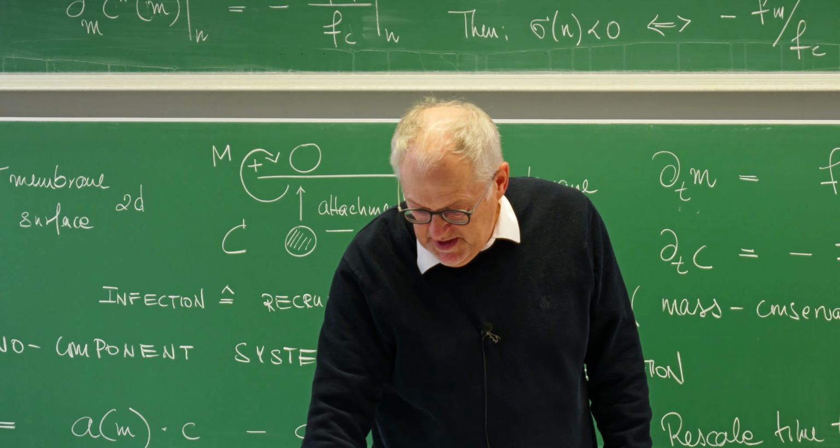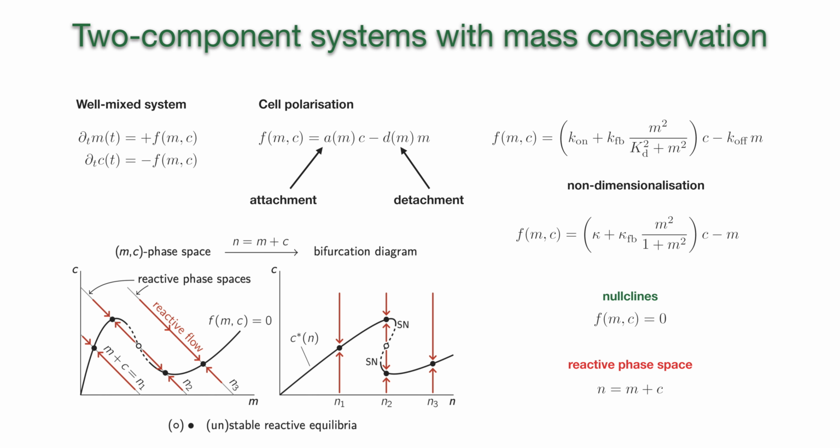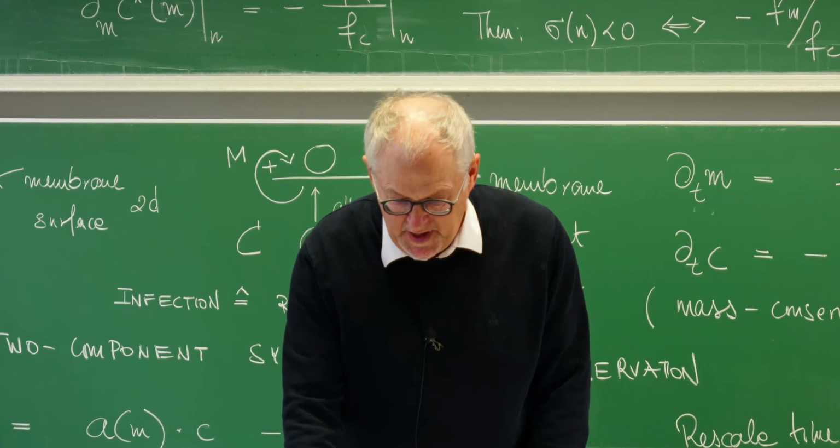Okay, so a few names here. These objects that we introduced here, this is a Nullcline. This is a reactive phase space, or mass-conserving plane, in red. Only there can reactions happen. And these mass-conserving subspaces are defined by the simplex n equals m plus c.